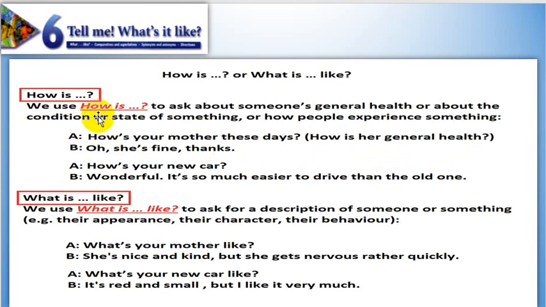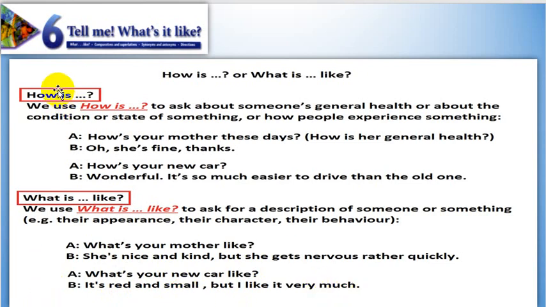This is the asking with how. While if we ask with what is like, we use what is like to ask for a description, wasf, of someone or something. Example, their appearance, their character, their behavior. Okay, examples. What's your mother like? She's nice and kind, but she gets nervous rather quickly. Okay, most of our mothers are. What's your new car like? It's red and small, but I like it very much.